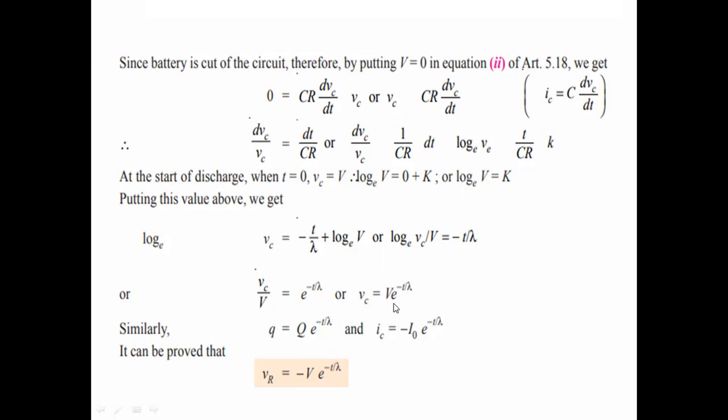Clear? So the voltage across the capacitor is V into e power of minus t by lambda. It means it is exponentially decreasing. So as time increases, the voltage across the capacitor decreases. Similarly, Q is equal to Q0 into e power of minus t by lambda, so the charge on the capacitor also decreases, following the voltage across the capacitor. And the current through the resistor is minus I0 into e power of minus t by lambda.